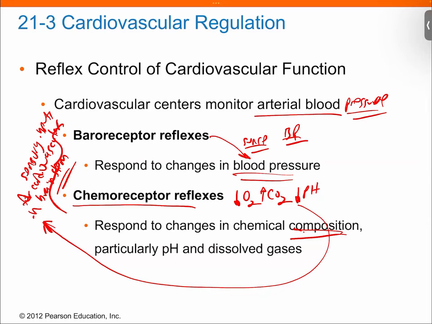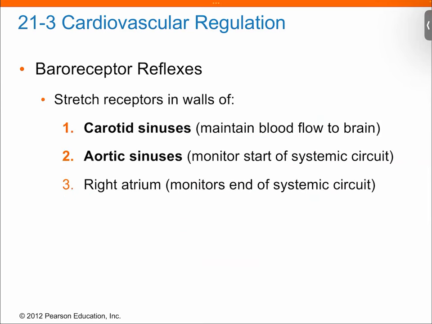So these guys are the intelligence. This is like the CIA spies that are out there combing the body, picking up data and cycling it back to these cardiovascular centers.